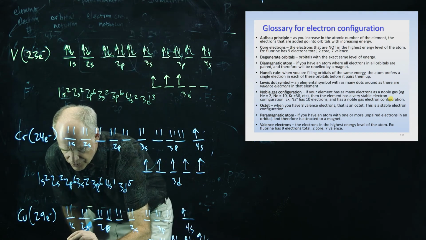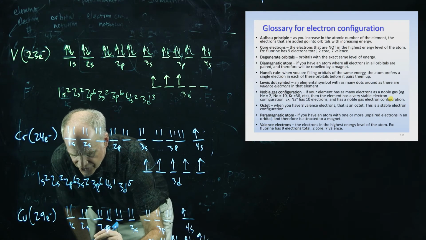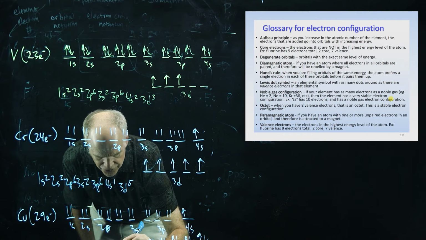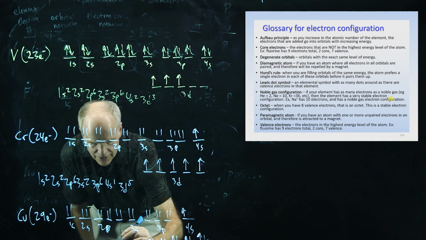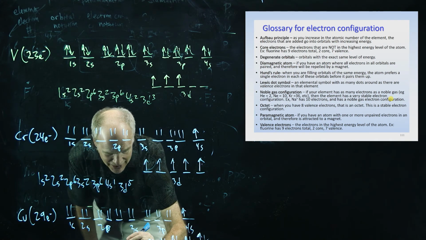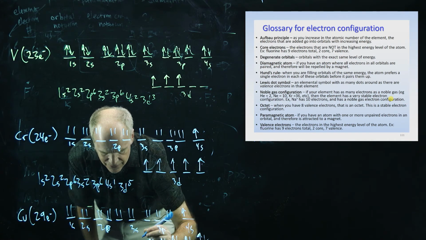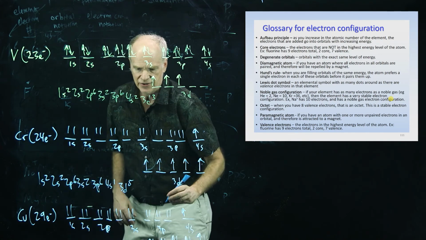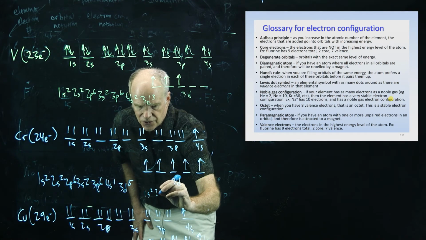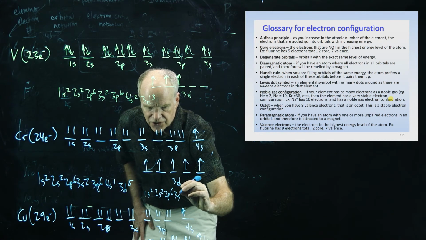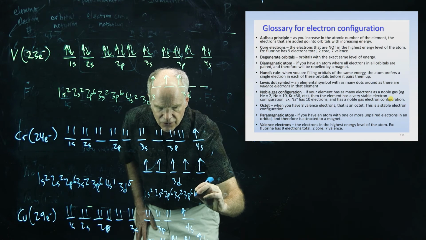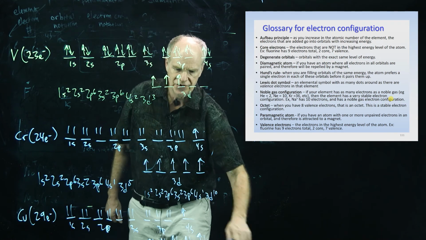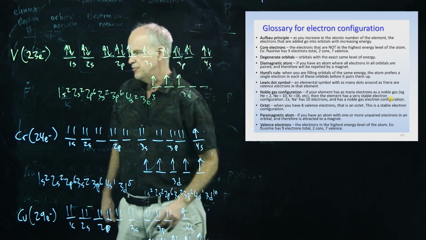So its configuration is 1s2, 2s2, 2p6, 3s2, 3p6, 4s2, or excuse me, I made a mistake. It's 4s1. Oops, don't make the mistake I did. Okay, and it's 3d10. I see that you can't see that, so I'll write it up here. It's 1s2, 2s2, 2p6, 3s2, 3p6, 4s1, 3d10. This is for copper. Okay, and so this will have 29 electrons. Okay, so let's move on.